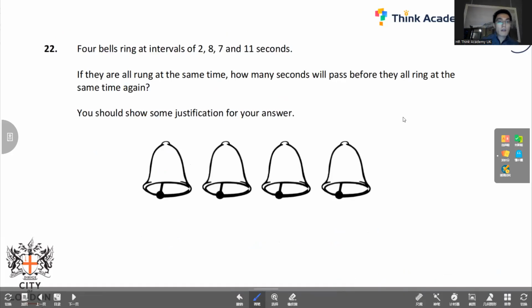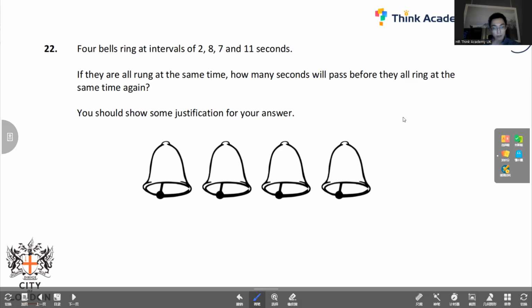Okay, moving on. 4 bells ring at intervals of 2, 8, 7, and 11 seconds. If they are all rung at the same time, how many seconds will pass before they all ring at the same time again? So we should show some justification for our answers. We have intervals of 2, intervals of 8, intervals of 7 and 11. It's basically just asking us to find the lowest common multiple, the LCM of the 4 numbers.